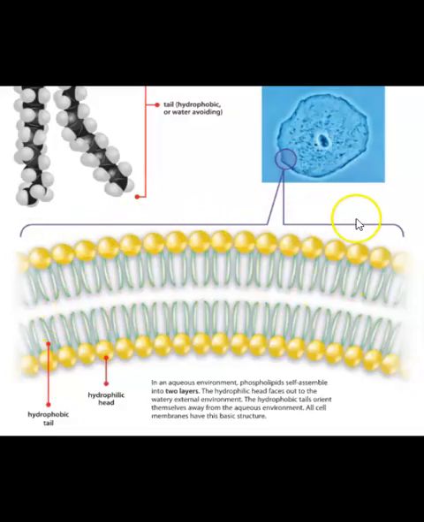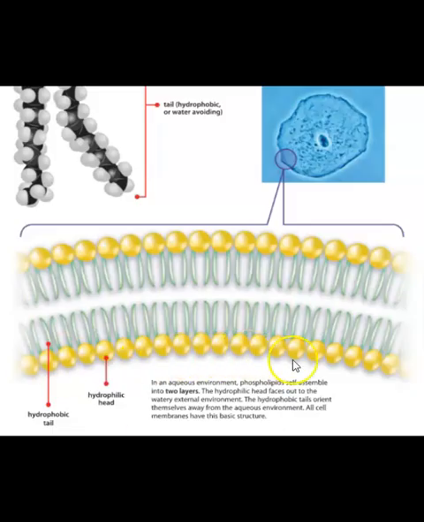So if you imagine this is the outside of the cell and it's watery, and this is the inside of the cell and it's also a watery aqueous environment. Imagine this is a circle that goes all the way around, and it contains the organelles inside the cell. In an aqueous or watery environment, phospholipids self-assemble into 2 layers. The hydrophilic head faces out to the watery environment. The hydrophobic tails orient themselves away from the watery environment. All cell membranes have this basic structure.